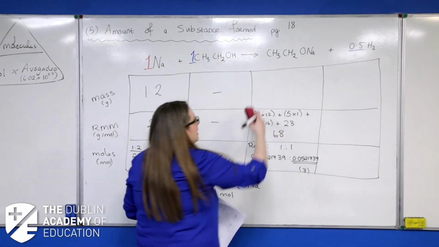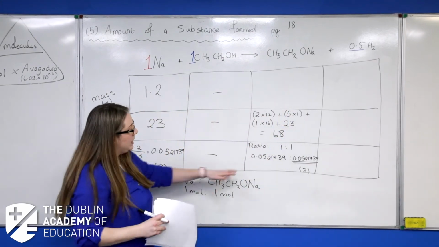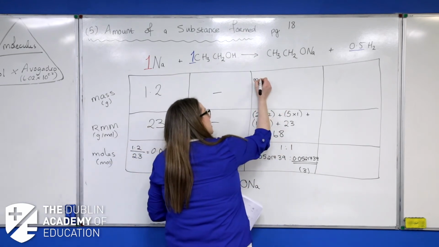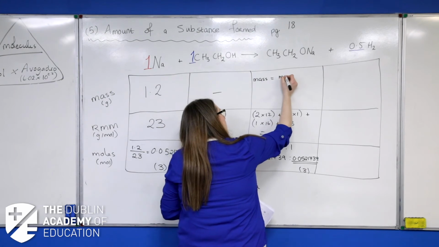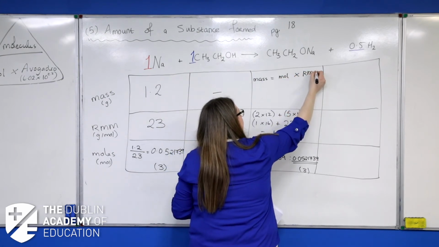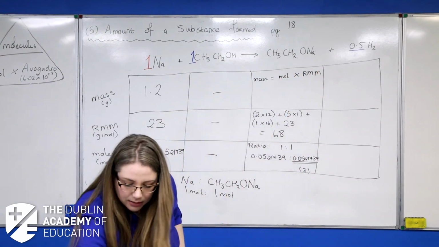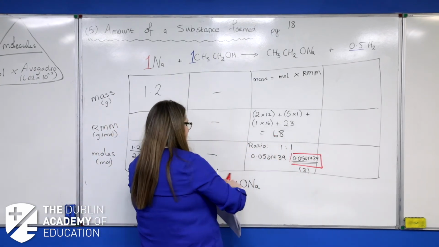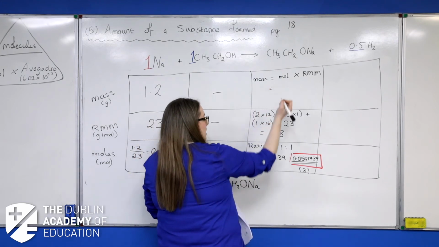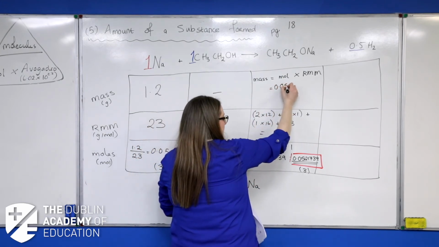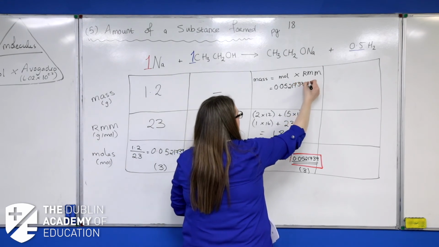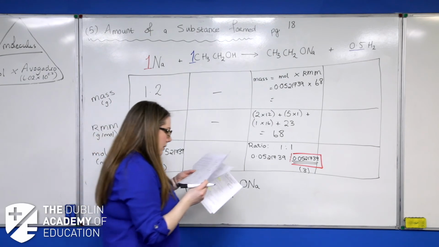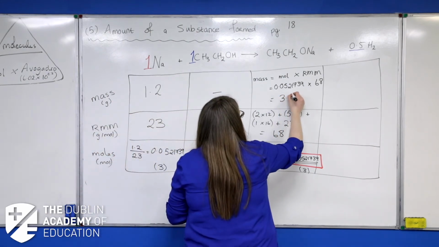I'm going to write the formula in here. Once I know the number of moles and I know the RMM, I can work out mass, because your mass is moles times RMM. So we're going to take the number of moles from here and the RMM from here and multiply them. So it's 0.052179 times 68. So the mass of our product formed is going to work out as 3.55 grams.